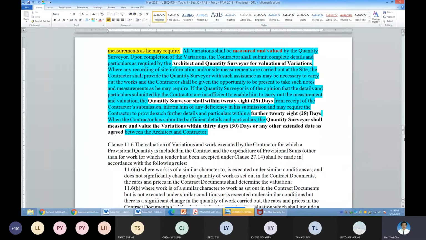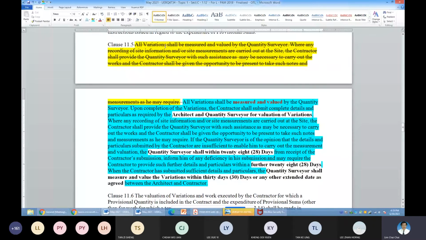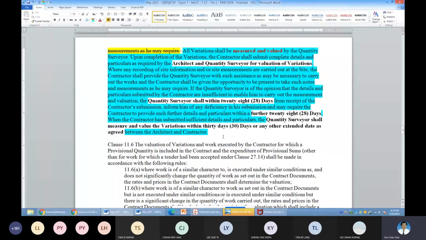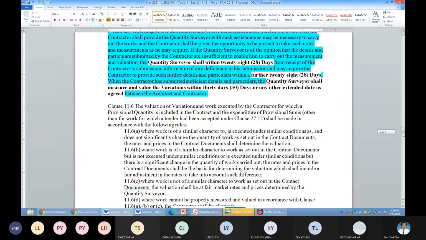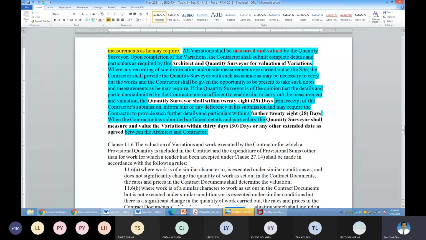So here there is a time for objection and so on by the contractor. Previously it was silent, and here it was silent. So now they extend it because these are the usual problems at the project site. Last time we had no time limit and all these things. The contractor was at a disadvantage. So now you can see PAM 2018 is a bit fairer to the contractor. If not, the architect will use the so-called reasonable time, which is very difficult for the contractor to challenge.